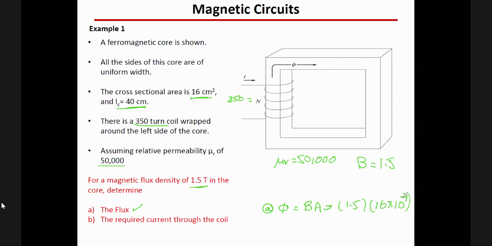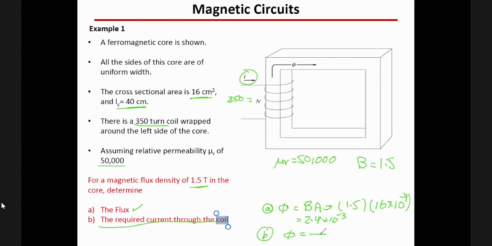So it's 2.4. B, the required current throughout the coil. How can we find this? It's I equal to the flux multiplied by R over N. Do we have a relation between them? Yes, the flux equals F over R, so I is equal to the flux multiplied by R over N.